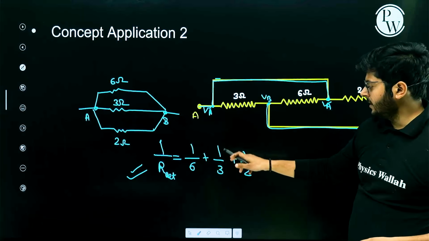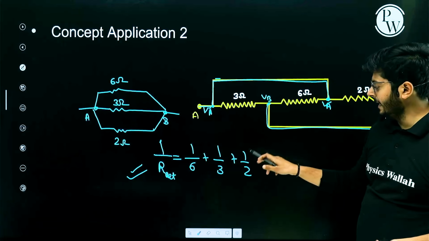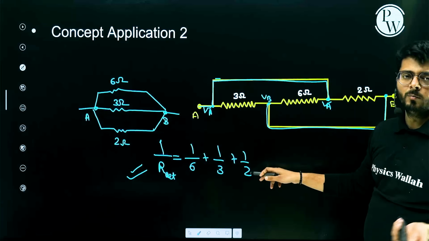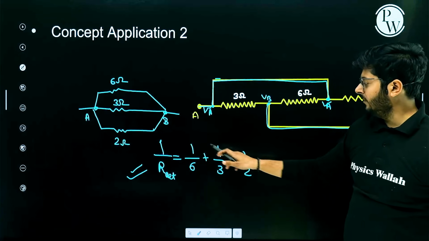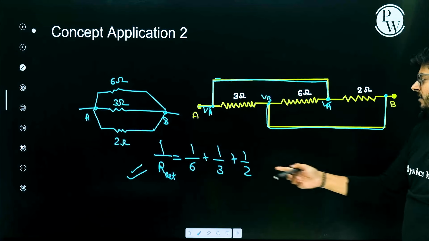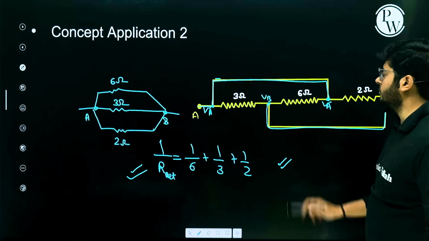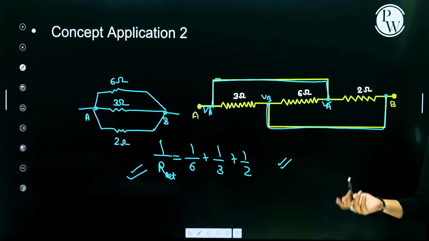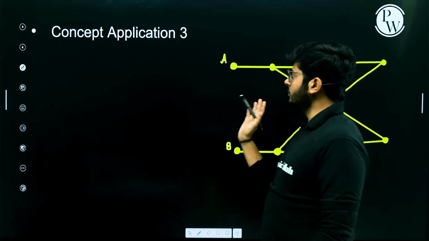Join it. 1 by 6 plus 1 by 3 is simply 2 by 6, and then you have 3 by 6. Right? 1 by 2 is 3 by 6. So 3, 2, 5 and 6, 6 by 6, that is 1. So net resistance is going to be 1 ohm over here, right? This is how you can simply solve it. Have a look into this situation as well.